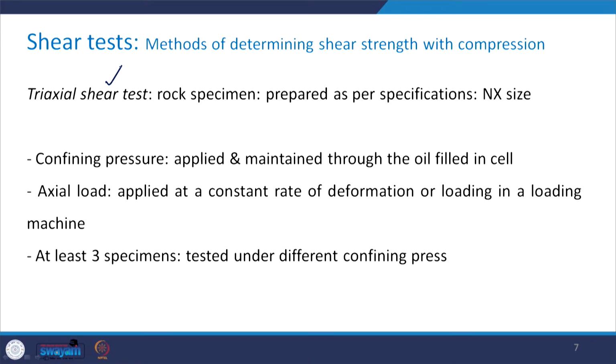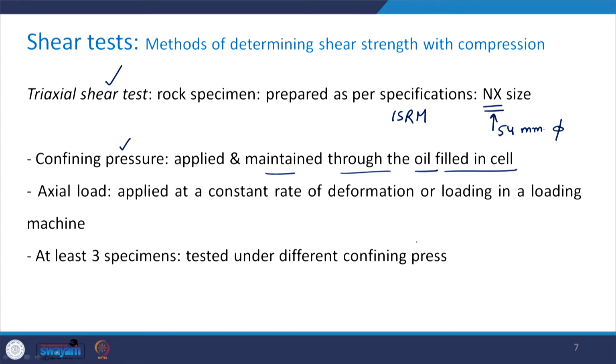So, the first test here is the triaxial shear test, in which we prepare the rock specimen as per ISRM specifications. This we discussed in an earlier class. And NX size is preferred. When I say NX size, this means it is 54 mm diameter. Then the confining pressure is applied and is maintained through the oil which is filled in the triaxial cell.